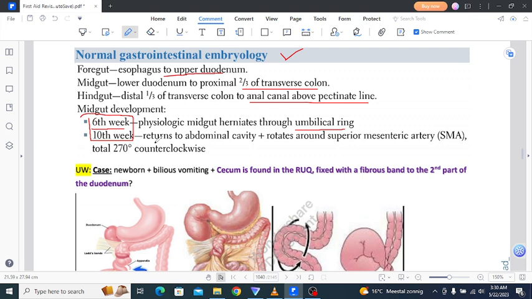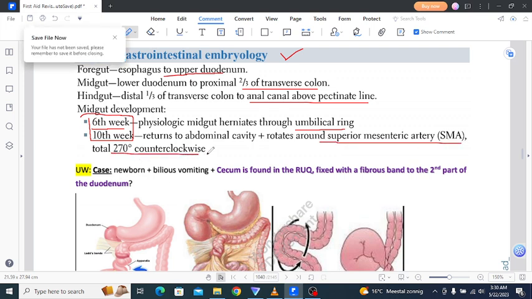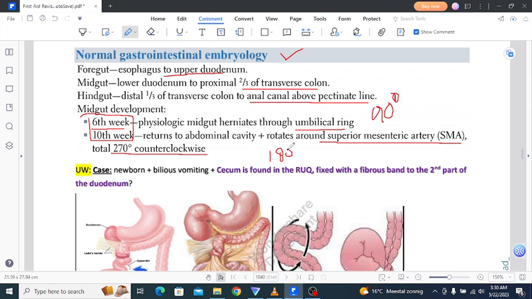Then there is a rotational activity, and at the 10th week of gestation, the GIT content that was herniated comes back to the abdominal cavity. At the 10th week, it returns to the abdominal cavity with rotation around the superior mesenteric artery, a total of 270-degree counterclockwise rotation. So when the gut starts herniating outwards, at that time there is a 90-degree counterclockwise rotation, and when it is coming back, there is another 180-degree counterclockwise rotation. So a total of 270-degree counterclockwise rotation is seen.